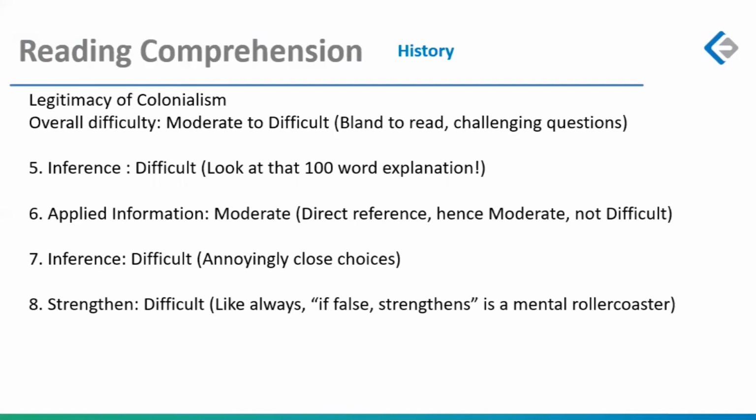You had an applied information question, which was again a direct reference. That is the only reason it does not qualify as difficult. Otherwise, passage number 2 would have made history in terms of being a passage with all 4 level 3 questions. So we had an applied information, and then we had a strengthen question, which was if false strengthens. So again, that loop of understanding what happens when the sentence is false, and accordingly, if the sentence is false, does it weaken or strengthen, or does it remain redundant?